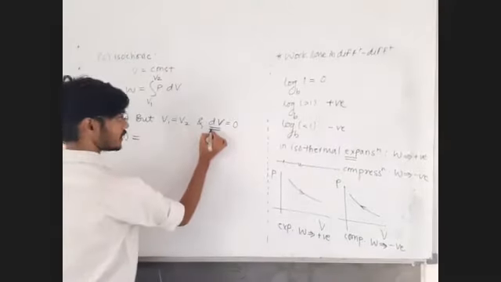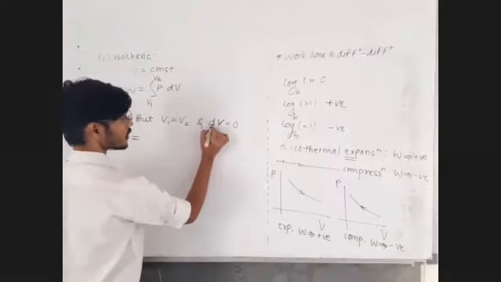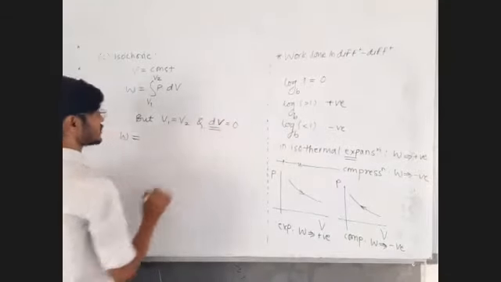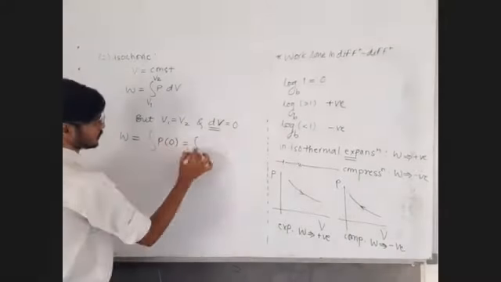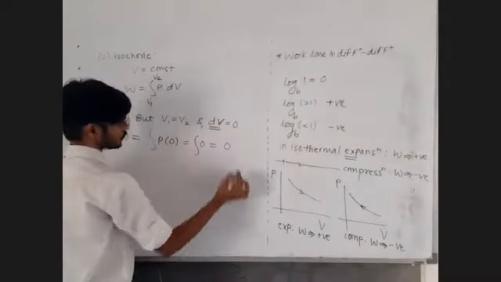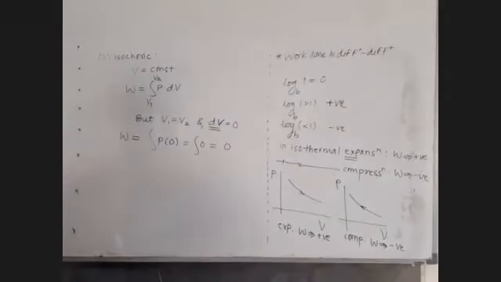I am saying that very small changes in volume are themselves zero. So we will write it like this. That's it. So work done in isochoric. Over.